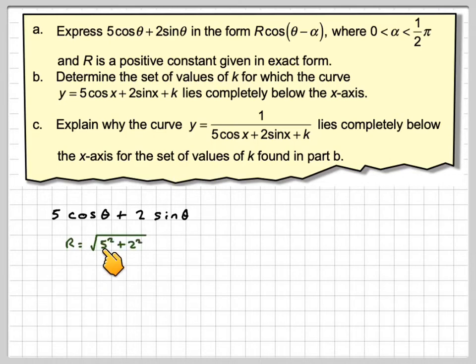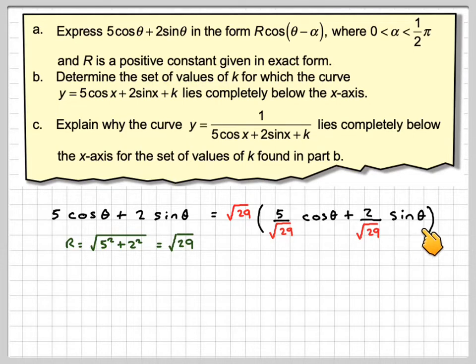So r will be the square root of 5 squared plus 2 squared, which is root 29. That's 25 plus 4. Then we factor out root 29, so we now have to put the 5 over root 29 cos theta plus 2 over root 29 sine theta. This now becomes root 29 cos. Now 5 over root 29 will become cos alpha, and then 2 over root 29 will become sine alpha.